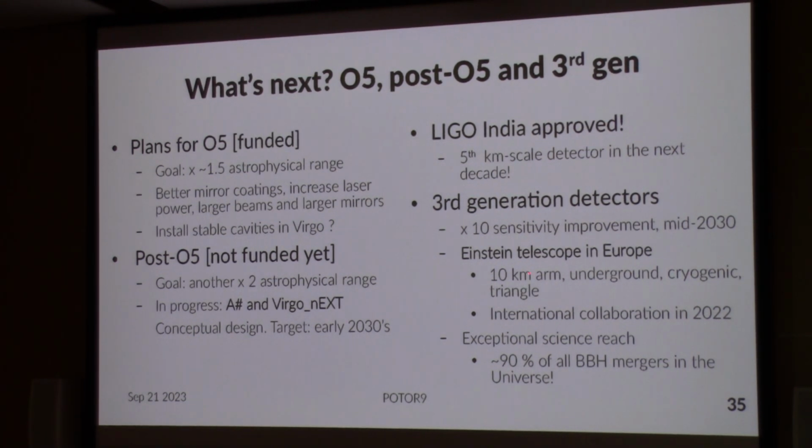The third generation is in Europe, Einstein Telescope. I'm sure you are aware of that very large project. The international collaboration is separate from Virgo. It was formed last year.